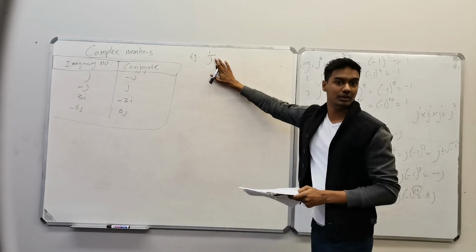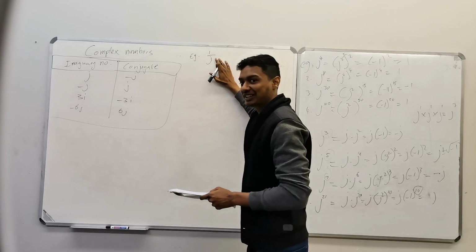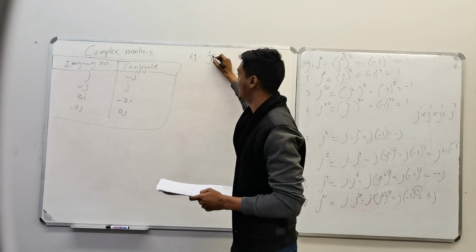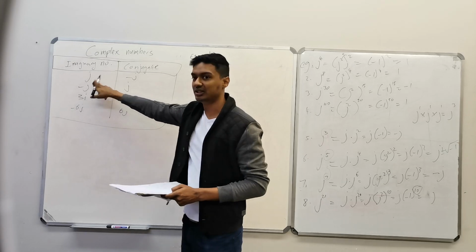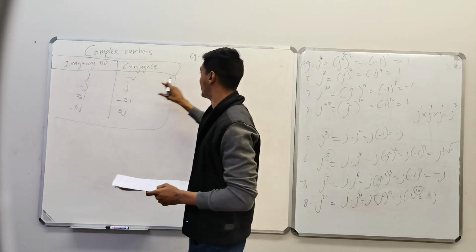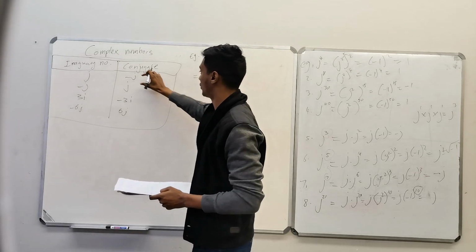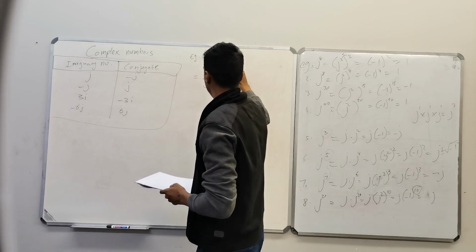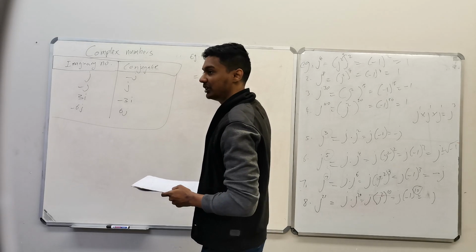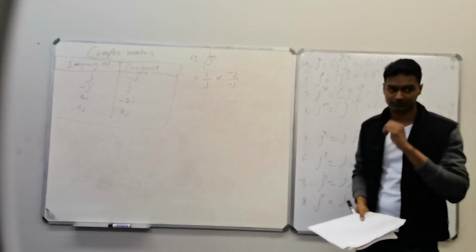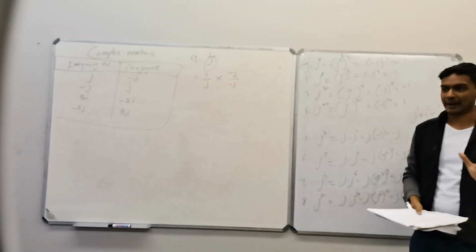It's the opposite sign. We are dividing by j. What's the conjugate of this here? Conjugate is the opposite sign. It's going to be negative j. Okay, so when we are dividing, we take the conjugate, we multiply it to the numerator, we multiply it to the denominator. Can we wrap our hands around that?